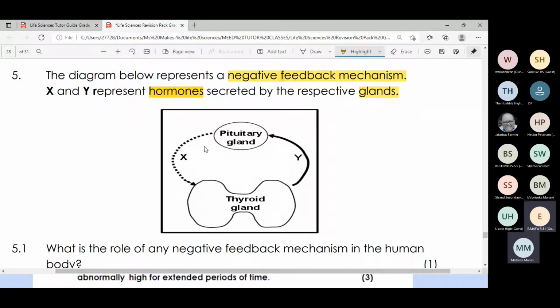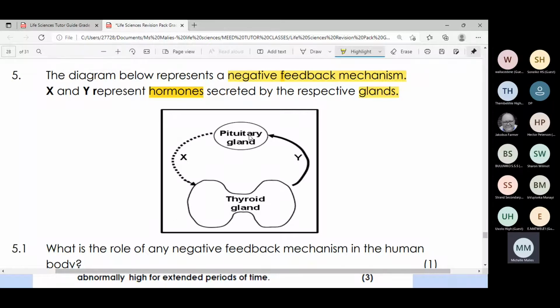So our diagram gives us some information. The pituitary gland, thyroid gland. So there is an arrow showing that X is coming from the pituitary gland. Another name for the pituitary gland, grade 12, is the hypophysis. So I want you to write down, label which hormone do you think X is? Label it on your booklet, please, before we go to the question.